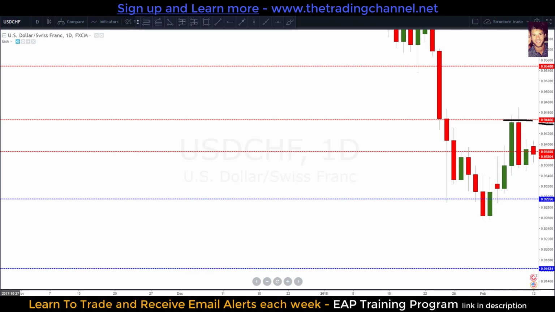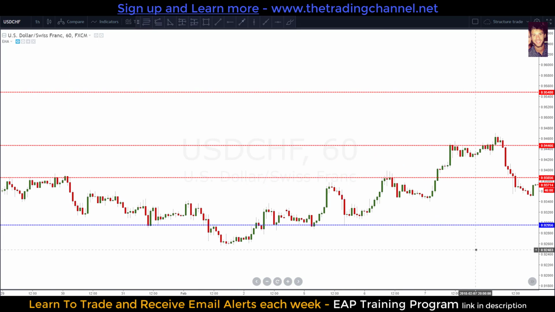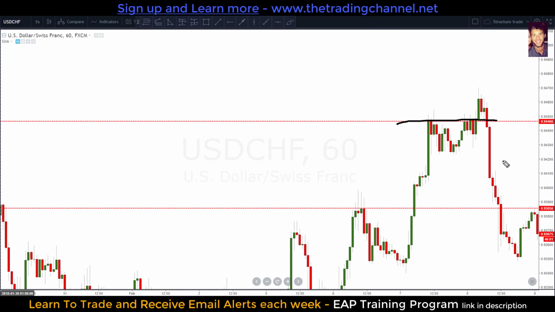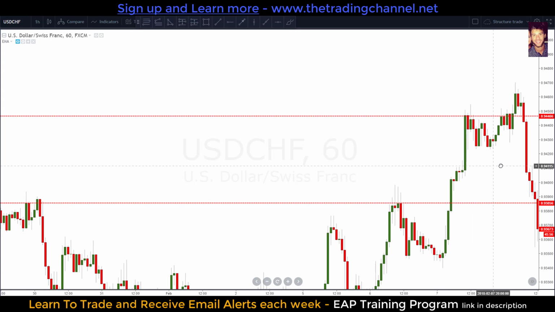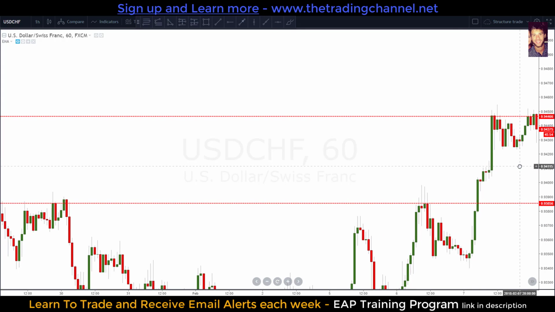Now, as for this entry reason, we actually have to go down to an hourly time frame and take a look at it. So let's go ahead and do that. Here we are on a 60-minute time frame. Right here is our level, and do you guys notice anything about that level? If I do this, do you notice anything? What is that? Well, that's a double top, right?